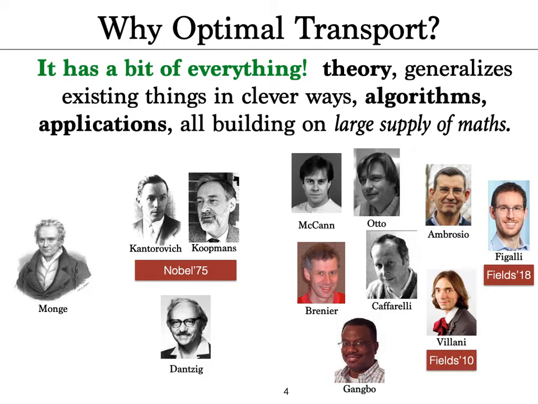And then later there was a second revolution, I would say, in the early 2000s, with the work of Ambrosio, Villani, Figalli and many others, that extended this toolbox of optimal transport to study actually other problems in mathematics. And Villani and Figalli respectively got the Fields Medal in 2010 and 2018 for their work.